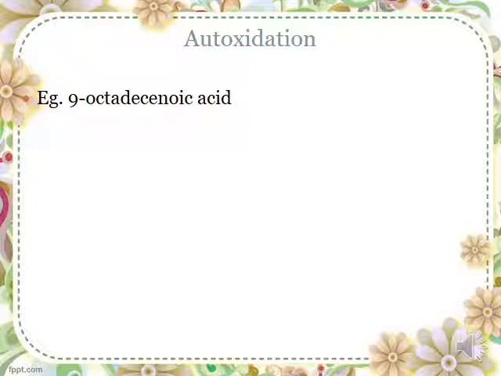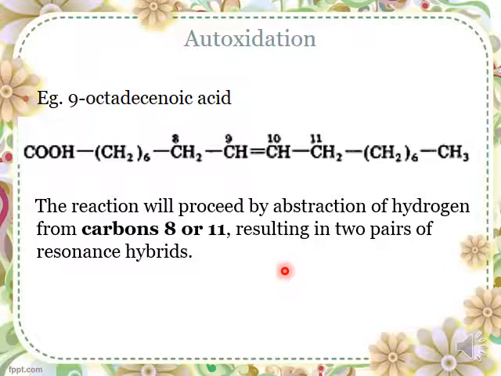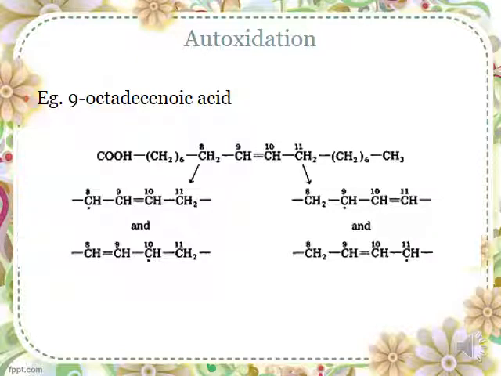This is one example, 9-octadecenoic acid. So the formation of a radical can be at carbon 8 or carbon 11. It's always next to the carbon having double bond. So this will result in two pairs of resonant hybrids. So these are the resonant hybrids.